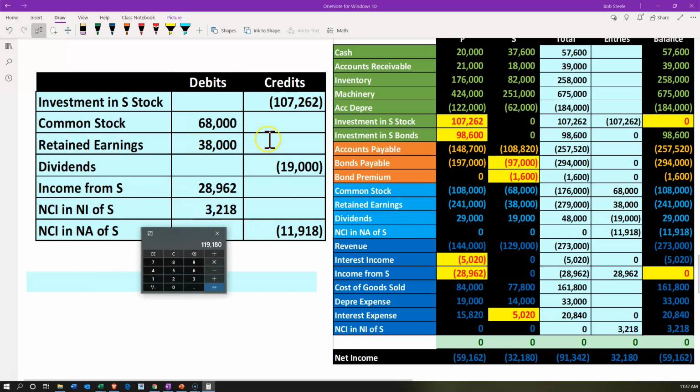All the middle numbers here should get to that same number. Let's try that. That'll be fun. 68,000 plus 38,000 plus, let's say, 28,962 plus 3,218 minus 19,000. So there's that same 119,180. And if I multiply that times the non-controlling interest, 10%, that's going to give us the 11,918. So there's our standard kind of removal or eliminating entry.